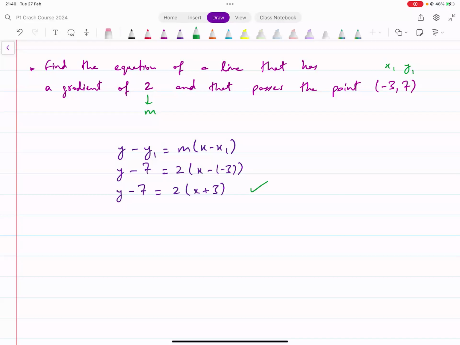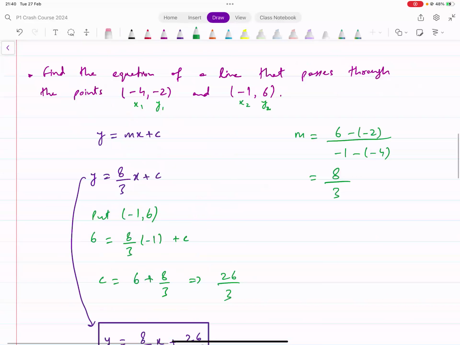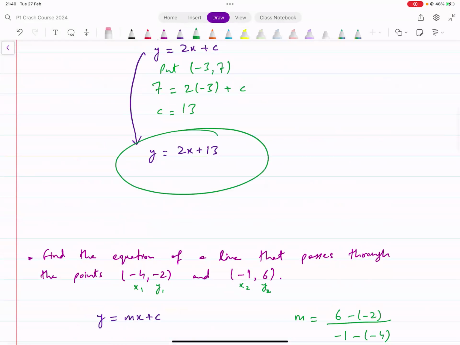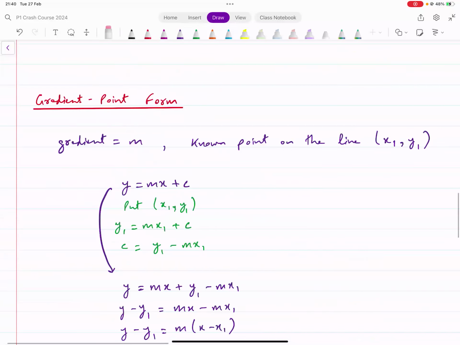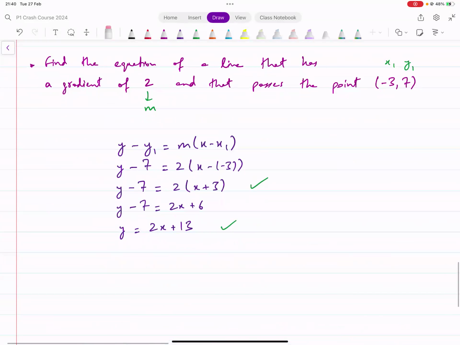If you wanted to convert it to the other form, y equals mx plus c, we'll just simplify this. You'll say y minus 7 equals 2x plus 6, take 7 to the other side, and that gives you y equals 2x plus 13. That's exactly the equation that you got before. So now you can use this form, y minus y1 equals m into x minus x1, to do such problems directly where you have the gradient and a point given.